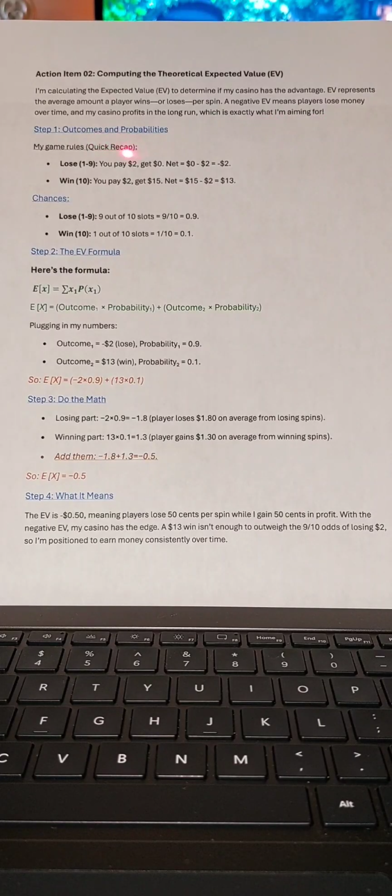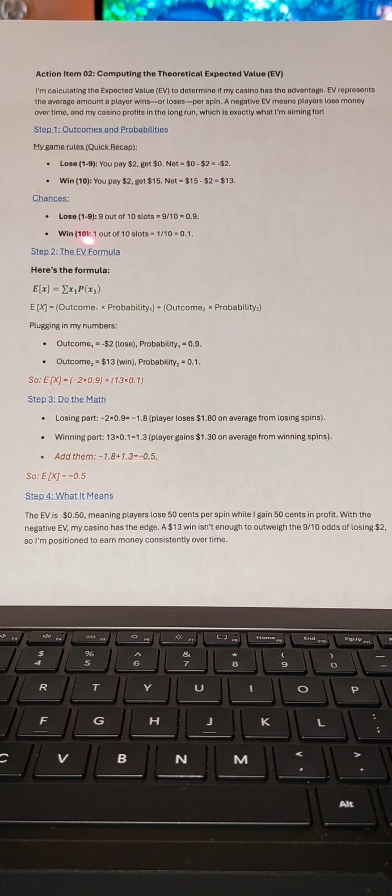Step 1. Outcomes and probabilities. My game rules, a quick recap. Lose if you land on 1 to 9: you pay $2 and get 0. Net is 0 minus $2, equals negative $2. Win if you land on 10: you pay $2 and get $15. Net is $15 minus $2, equals $13.